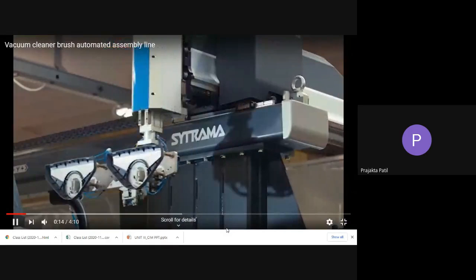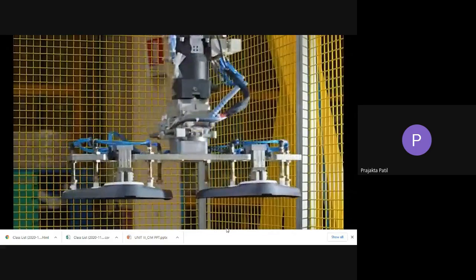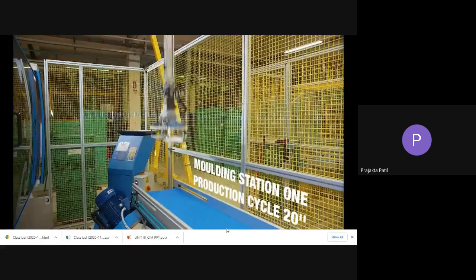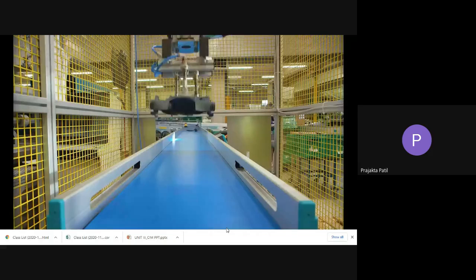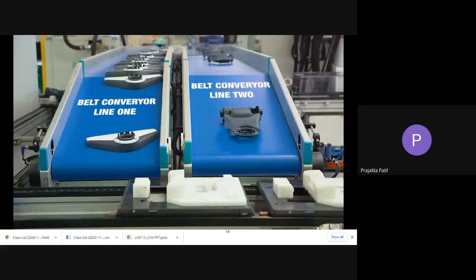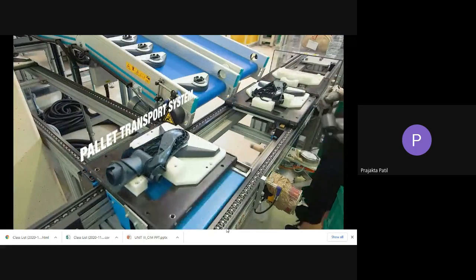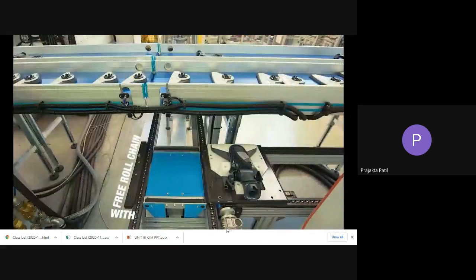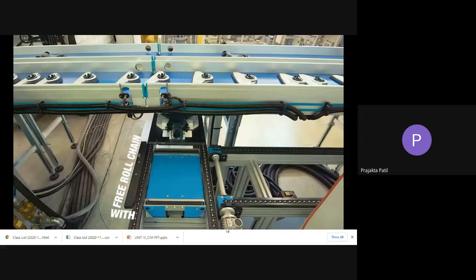So this is a vacuum cleaner brush automated assembly line. You can see the conveyor belts, which are used for moving the components from one station to another. These are all the parts which need to be assembled. See, there is human intervention. Again, you have a person who is doing the very first step. Here, you're not using this part delivery system because that is more suitable for smaller components.